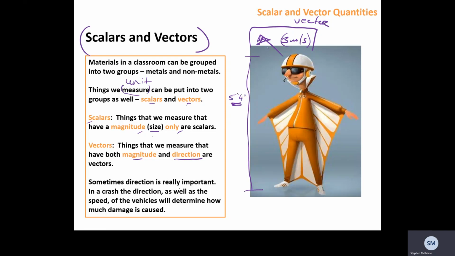The direction is really important. If we're talking about momentum, and if we're looking at the crash between two objects, whether they're going towards each other or away from each other is really important. Not only will it determine how much damage is caused, but it will also affect the maths that we use as well. Here's some examples of scalars and vectors.